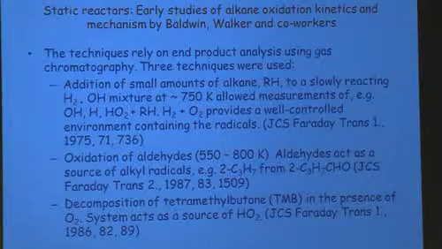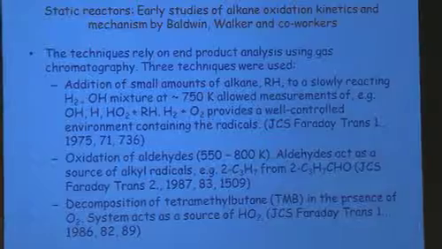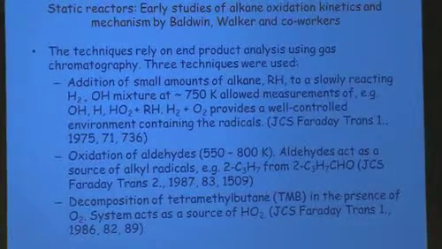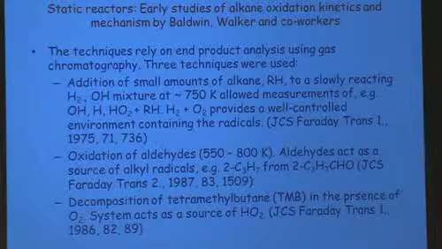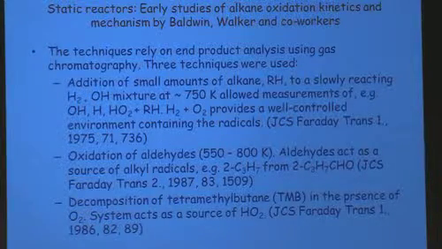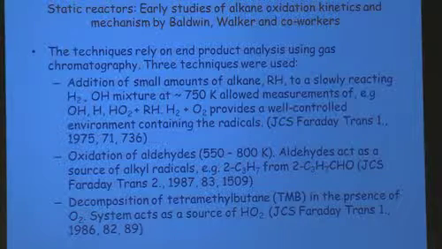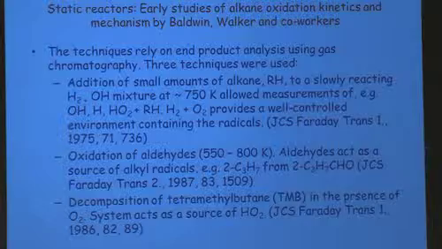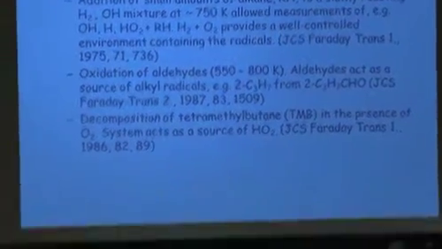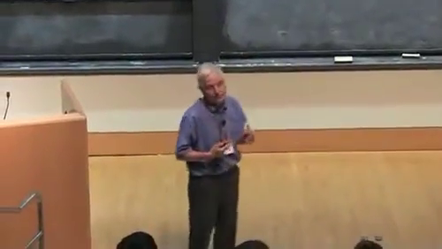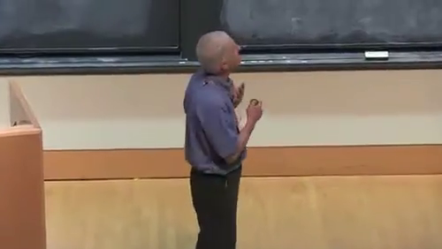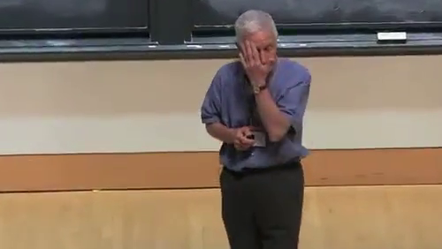So for example, what they did was to take a slowly reacting hydrogen-oxygen mixture, which is relatively well defined, and add an alkane to it and look at the products. And the analysis was fairly complicated. It relied on extensive application of the steady state approximation, but they got interesting chemistry out of it. And much of the early understanding of autoignition chemistry derived from these experiments.